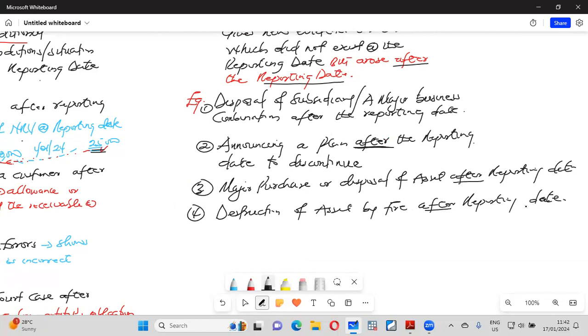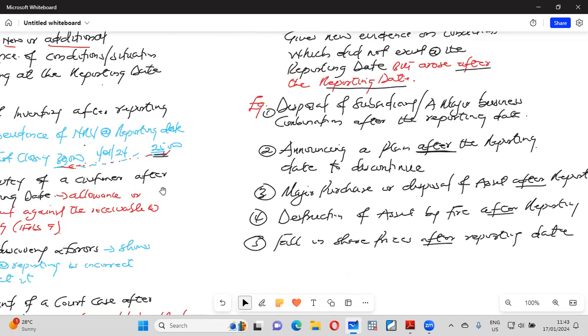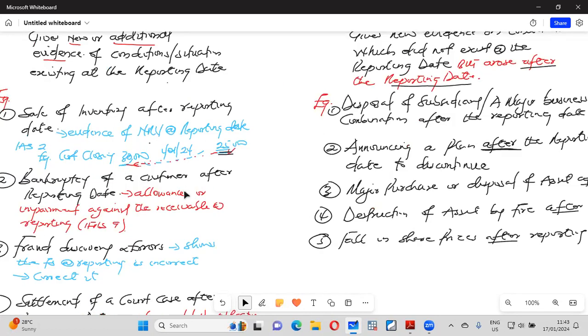All right. So like I said, let me add this: if you see fall in value of shares, fall in share prices after the reporting date, that one too. So the key is what? After the reporting date. Of course, one will say, but these ones do also occur after the reporting date.